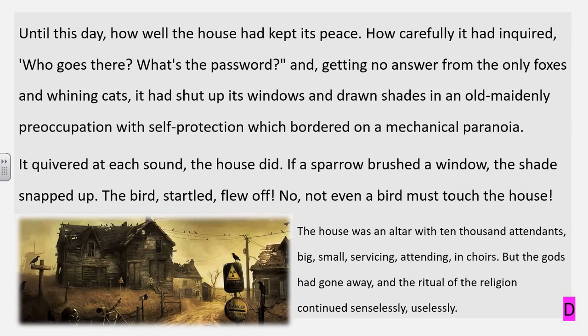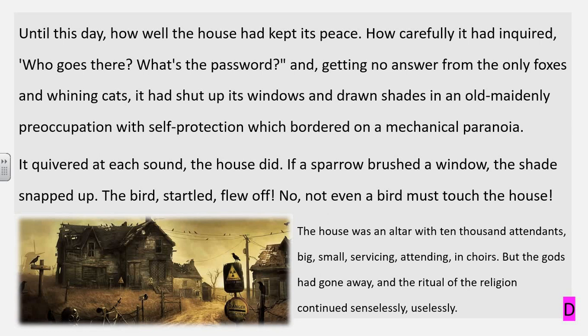Until this day, how well the house had kept its peace. How carefully it had inquired, who goes there? What's the password? And getting no answer from the only foxes and whining cats, it had shut up its windows and drawn shades in an old maidenly preoccupation with self-protection which bordered on a mechanical paranoia. It quivered at each sound. The house did. If a sparrow brushed a window, the shade snapped up. The bird, startled, flew off. No, not even a bird must touch the house.